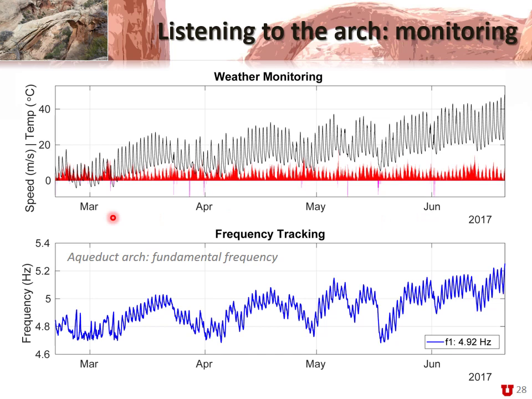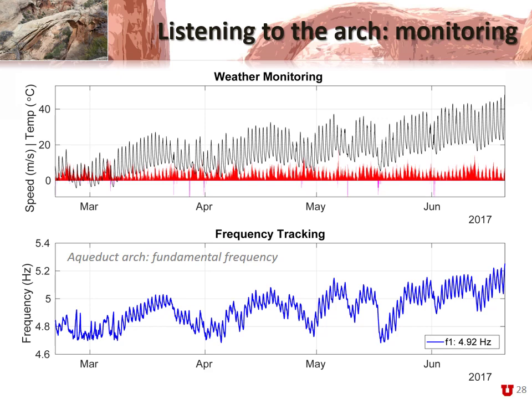You can see temperature in black gradually increasing with a really strong daily temperature signal. And then you see the winds in red. But what is interesting here is if you look at the first resonant frequency, you can see that it's not stationary at all. In fact, it's quite wildly wandering. Every day it's changing. And over the seasons and weeks and months, it's also changing. And it just appears, just to the first order, that it's changing in conjunction with temperature, like we thought maybe we were seeing a corona arch.